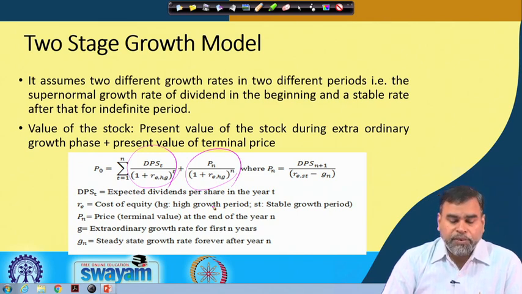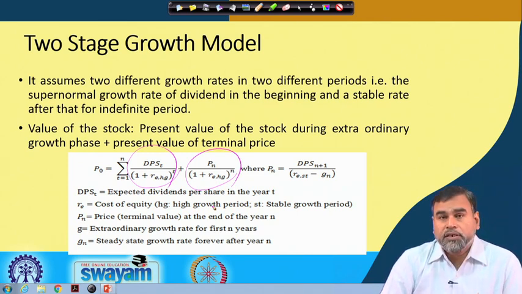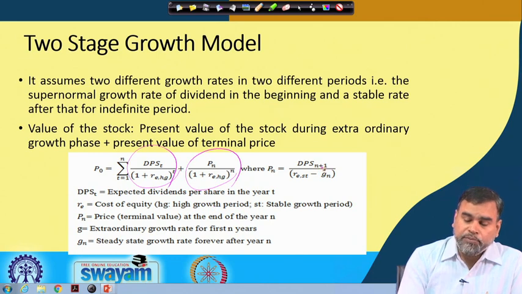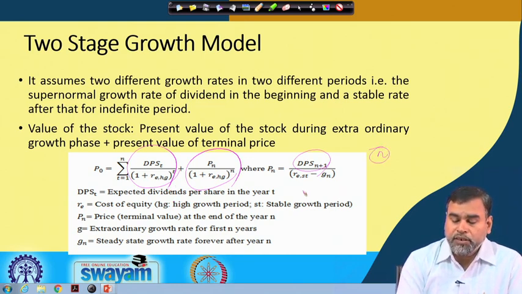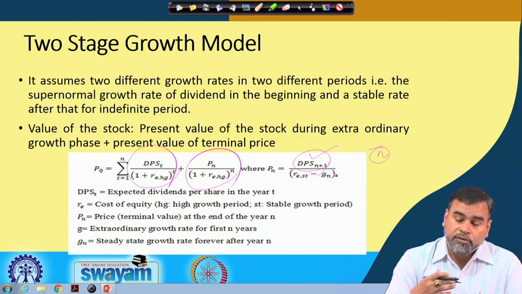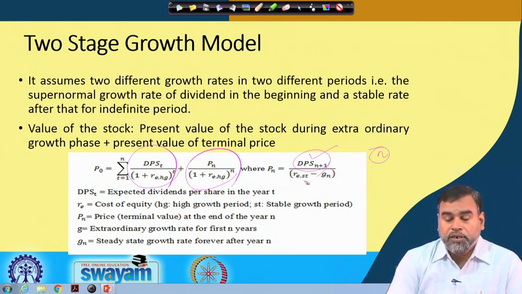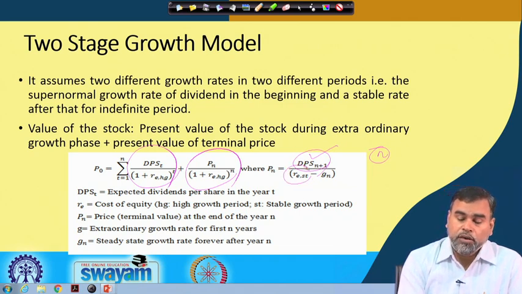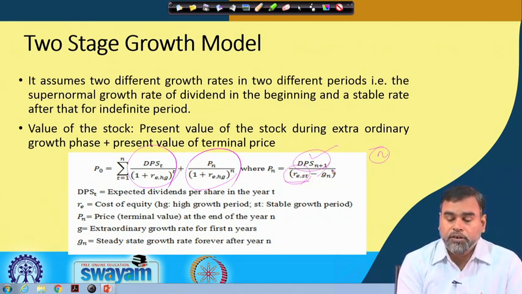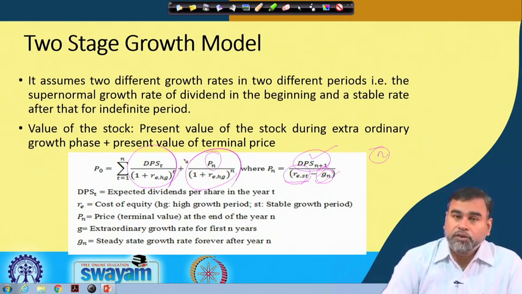And here the P n which we have taken is basically nothing but the expected dividend per share you are getting after the supernormal growth rate is over. Let the supernormal growth rate be over at the period n, then what is the expected dividend you are getting at the period n plus 1? We are assuming that that particular dividend growth rate will remain constant over a period of time, then we can find out the stable cost of equity or the required rate of return and the stable growth rate. If you can do that, then your P n can be calculated.